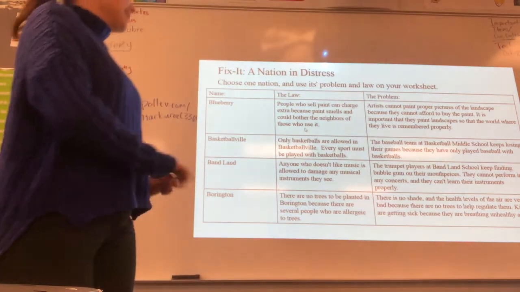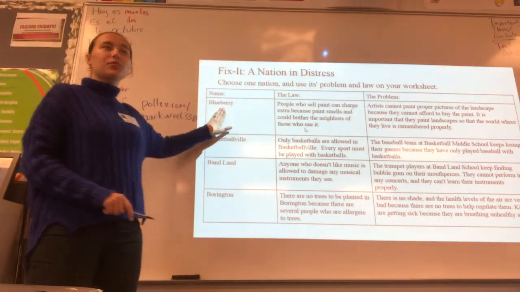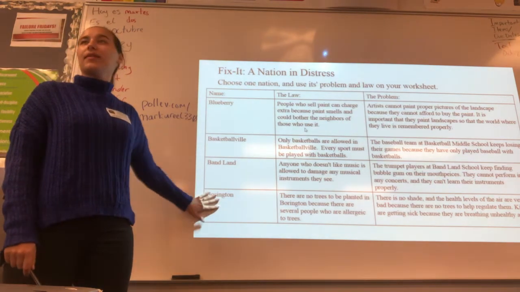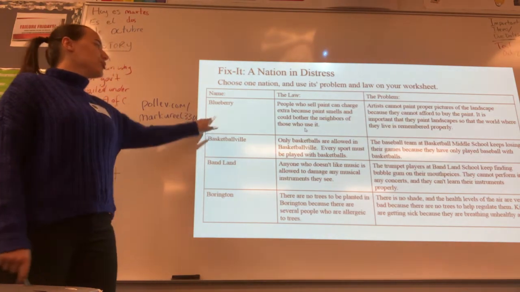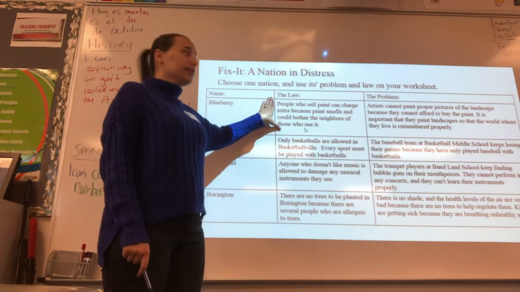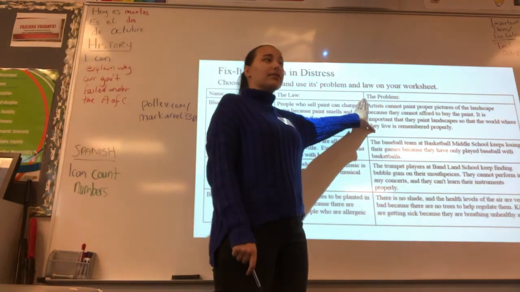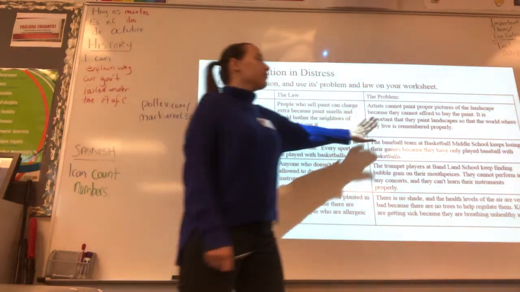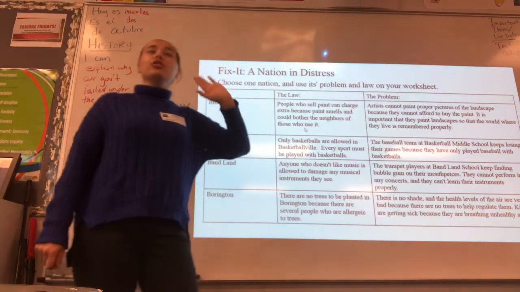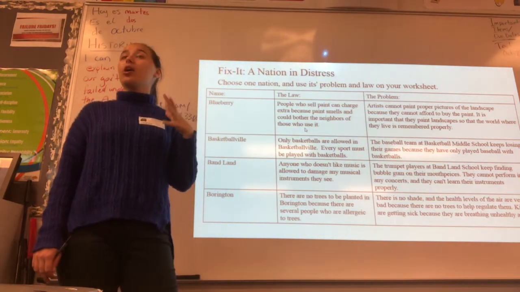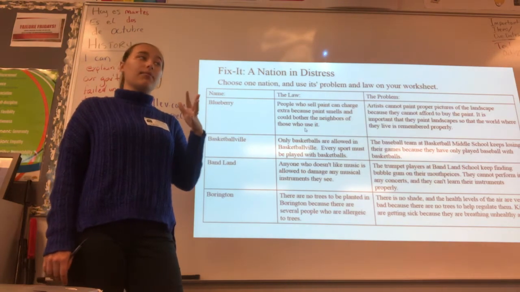As your worksheet's going to tell you, I gave you some wonderful creative names: Blueberry, Basketballville, Bandland, and Boringtown. And you get to pick your nation, and it comes along with a silly law and a problem that is caused by that law. What you have to do is you pick one, you write down the law, you write down the problem, and then you give some explanation of how that law should be changed to fix the problem.